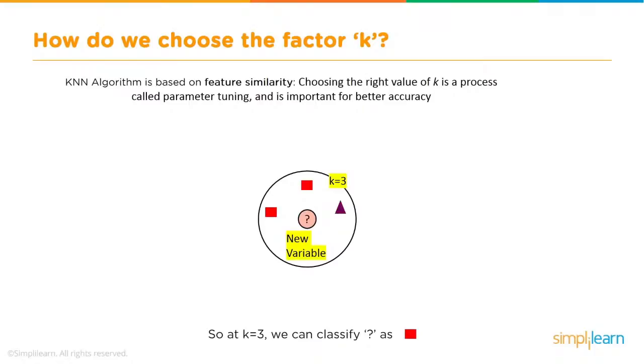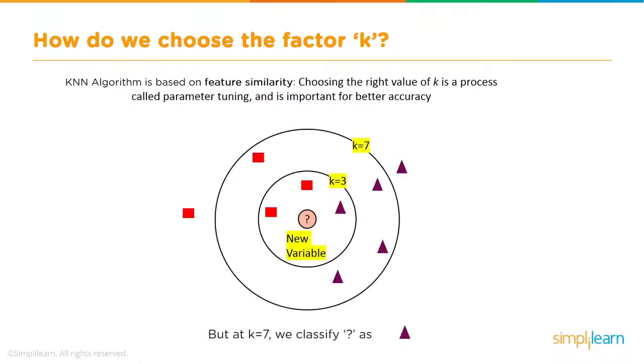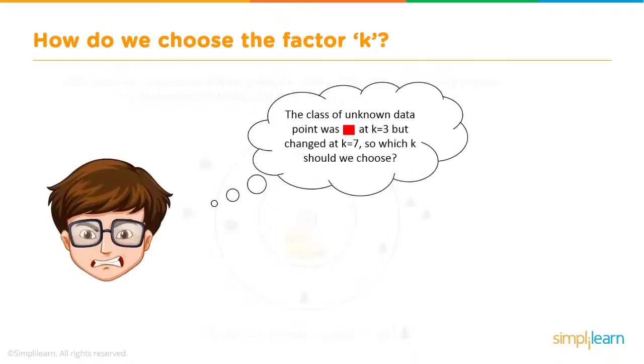And so if we set K equals to 3, we're going to look at the 3 nearest neighbors. We're going to say this is a square. And if we put K equals to 7, we classify as a triangle, depending on what the other data is around it. And you can see as the K changes, depending on where that point is, that drastically changes your answer. And we jump here where we go, how do we choose the factor of K?